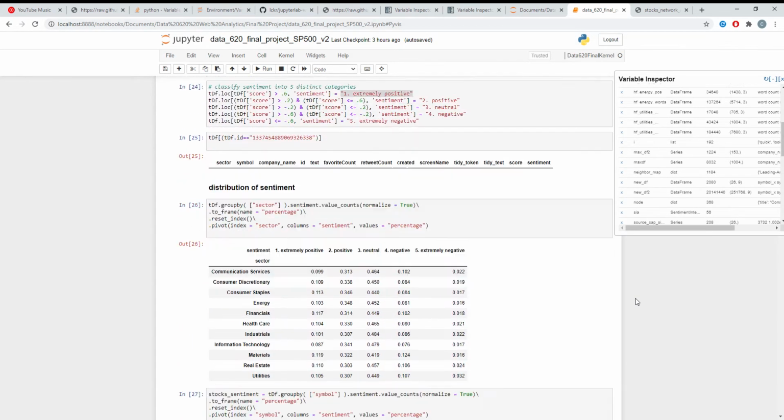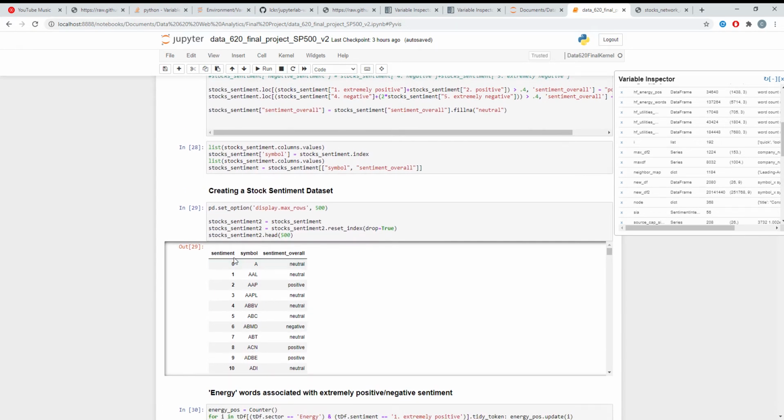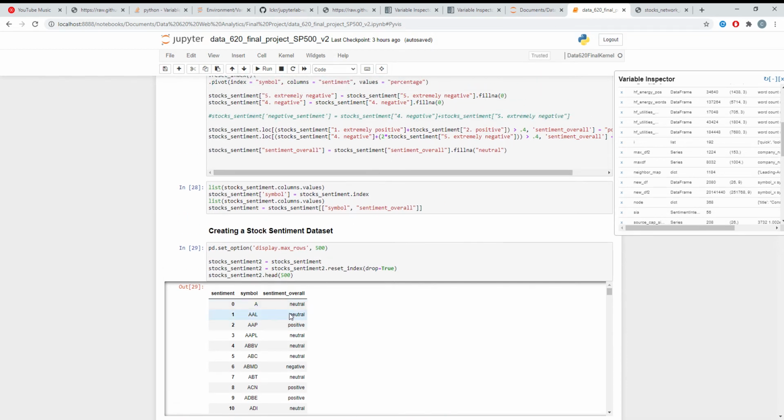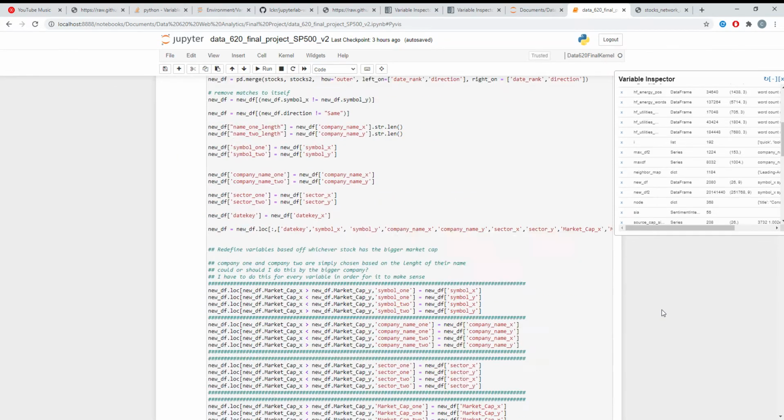And then I expanded on some of his work a little bit, creating a data set that looks at just the month of December, because that's what the Twitter API allowed him to pull. I came up with the overall sentiment, either neutral, positive, or negative, for each stock symbol in the month of December, and I used that a little bit in my analysis.